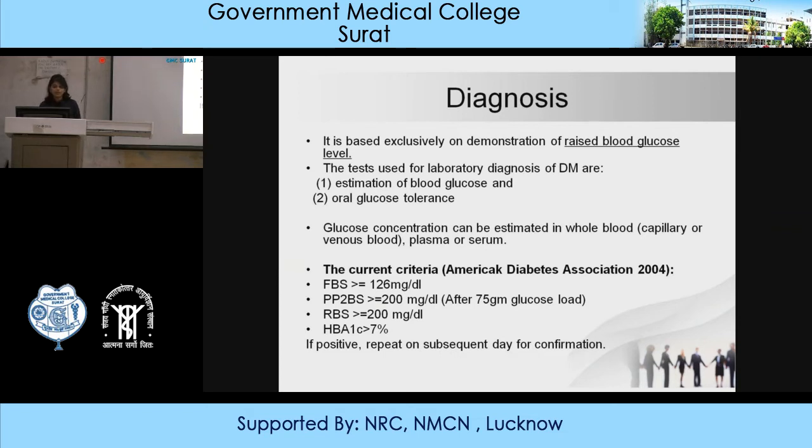Okay, so we are looking at the American Diabetes Association 2004 criteria for diagnosing patients of diabetes mellitus. Sorry for this typographical error. So what are these criteria saying? If FBS, that is fasting blood sugar, is more than 126 mg per dl, PP2BS and RBS, that is 2-hour postprandial and random blood sugar level, more than or equal to 200 mg per dl, and HbA1c, that is glycated hemoglobin, is more than 7%, will stamp the patient as diabetic patient, right? And here also we need to repeat the test on subsequent day before stamping the patient, right?